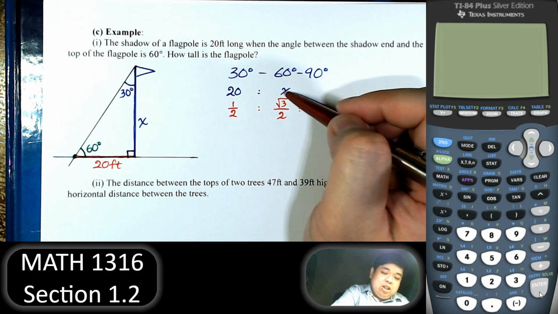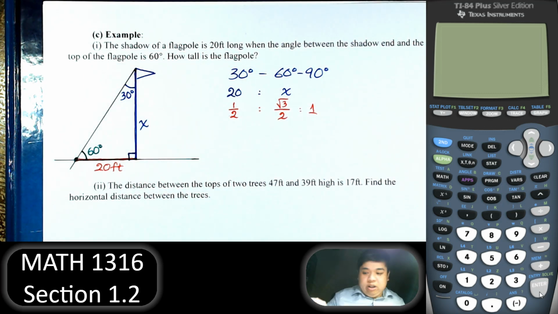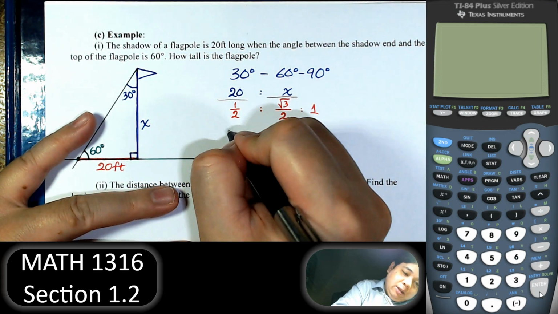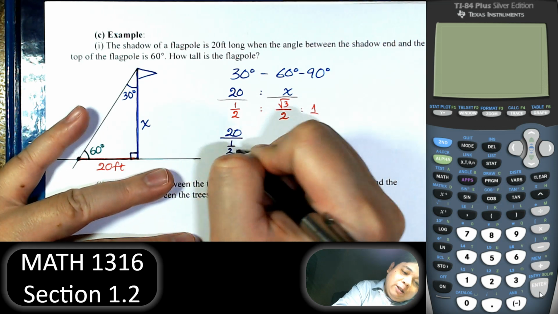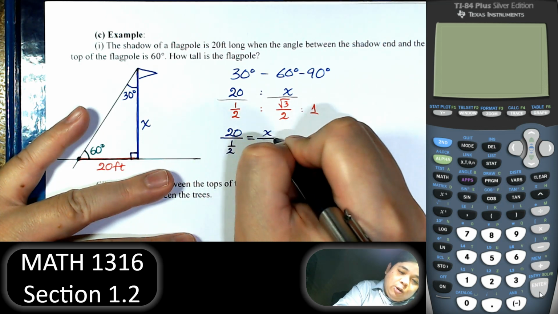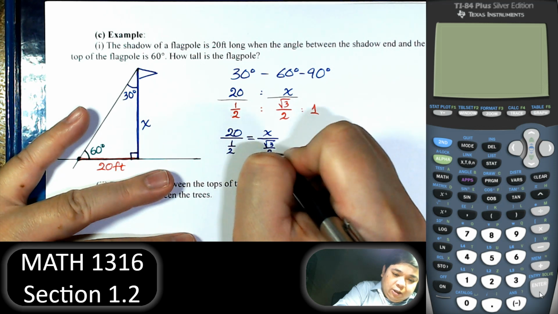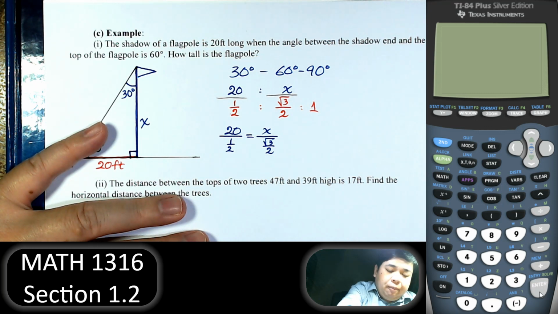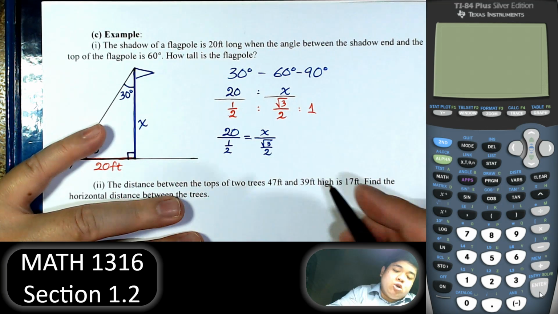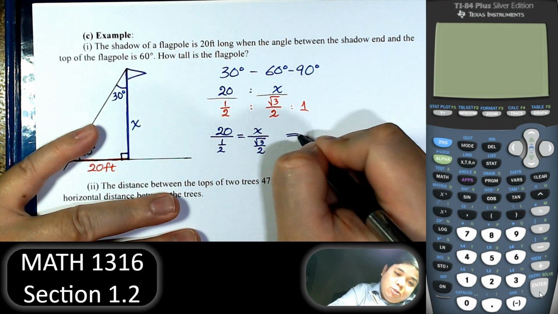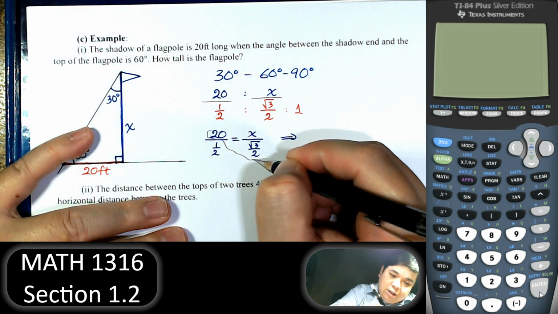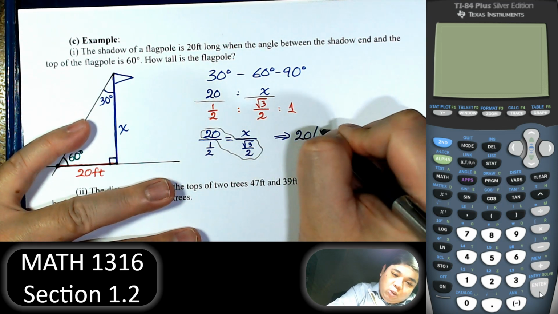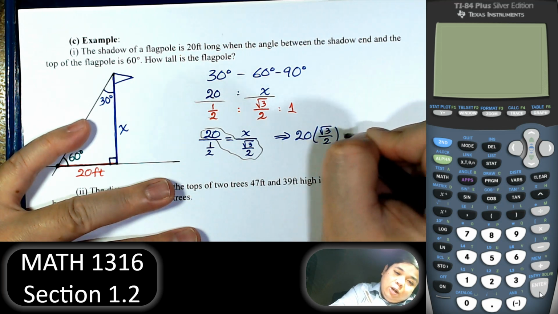So we have 20 is to x the same as 1/2 is to square root of 3/2. So we just make the ratio 20 over 1/2 equal to x over square root of 3/2. Dividing by a fraction is multiplying by the reciprocal, or just cross multiply. So take 20 times square root of 3/2 equal to 1/2 times x.